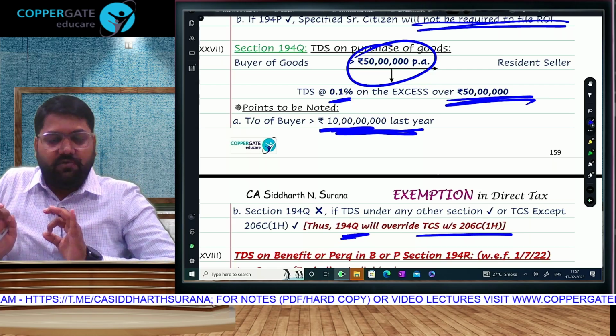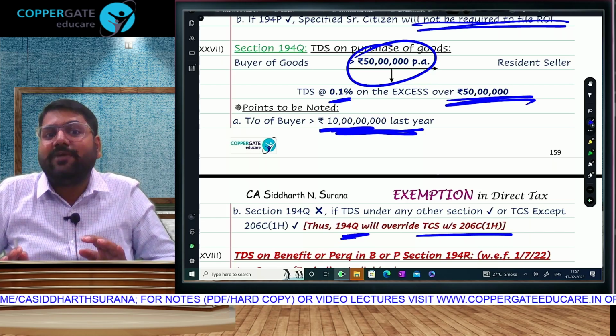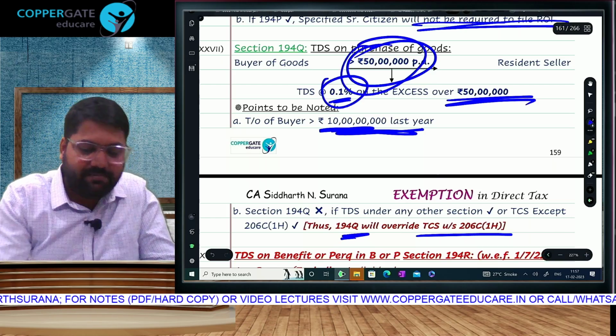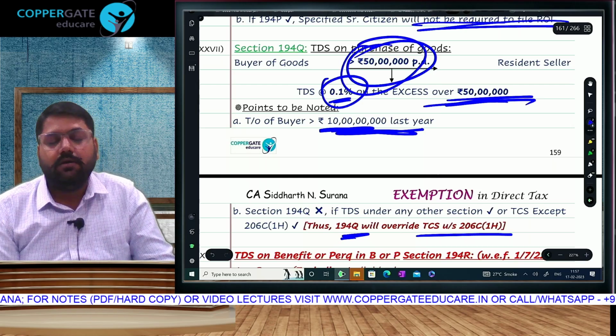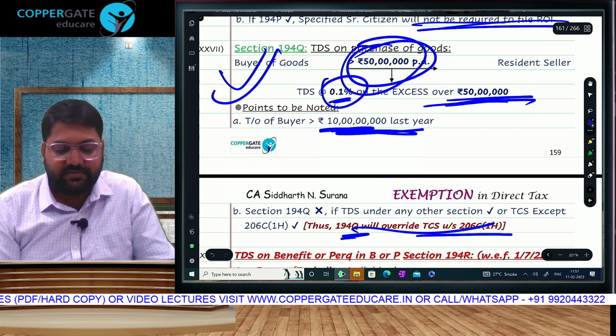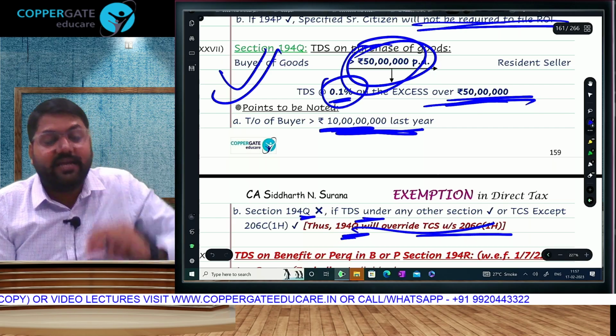So last year's turnover more than 10 crore, this year's purchase more than 50 lakhs. And if it is the seller's, then the seller will collect TCS from the buyer. Same threshold, same rate, same excess over 50 lakh. And if it is both, then TDS will apply because I have clearly told you that TDS will overrule. Okay, 194Q will not apply if there is TDS under any other section.